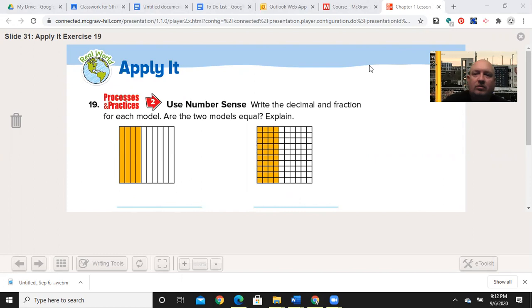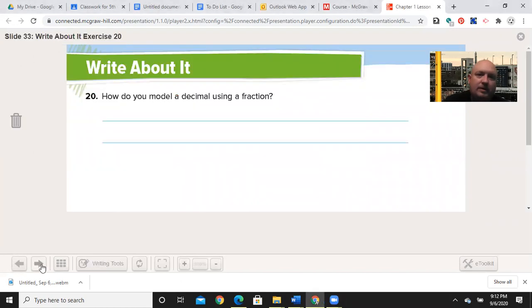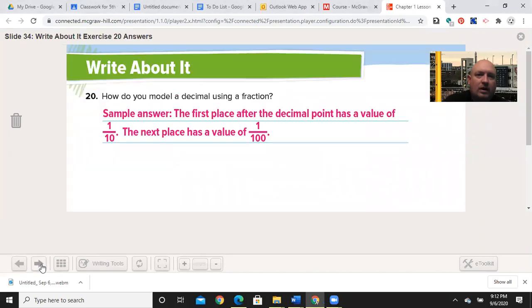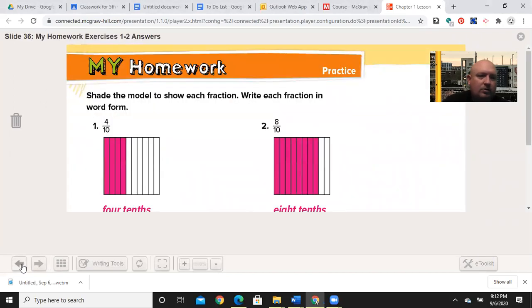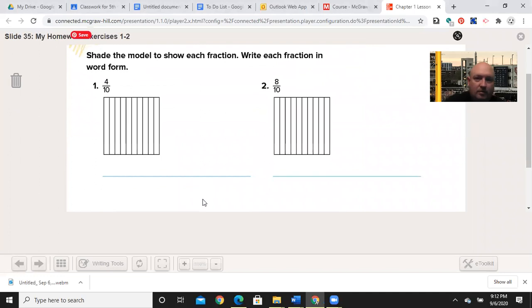So if you said yes, you did a good job. You figured it out. So now we're going to get to the homework. Sorry, I went too far. On numbers 1 and 2, it says shade the model to show each fraction. Write each fraction in word form. So you're going to shade in 4/10, and you're going to write that in words, 4/10. Same thing with the 8/10.